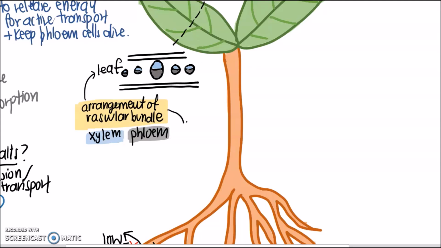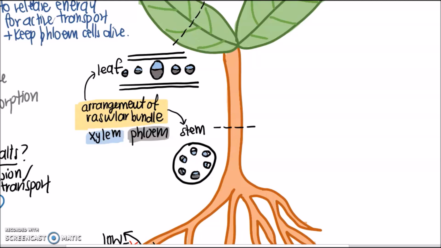And if I cut the stem, the vascular bundles are arranged around the perimeter. And the xylem will actually be in the middle, while the phloem is on the outside.